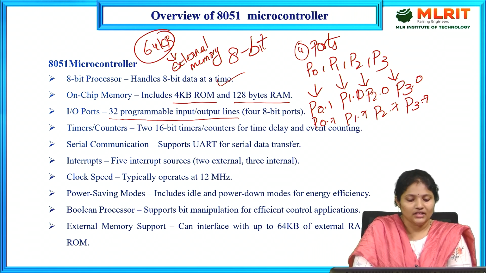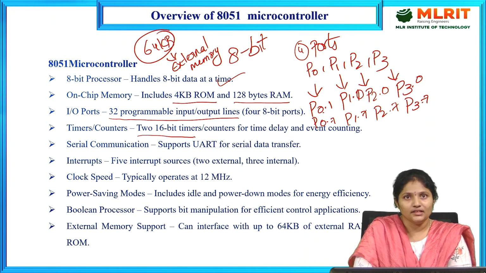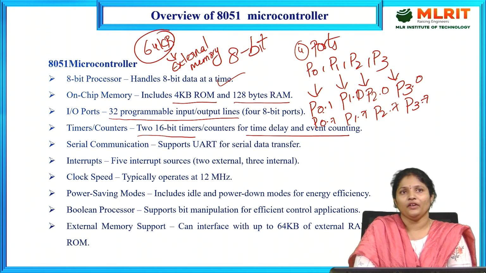Coming to the timers and counters, in the 8051 there are 2 timers. Each one is a 16-bit timer, used to provide time delay or to count the number of events. To provide time delay, timers will do that, and to count the number of events happening externally, counters will do that particular task.